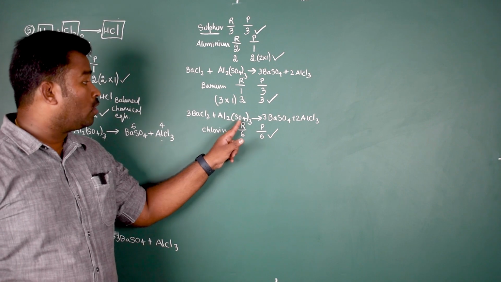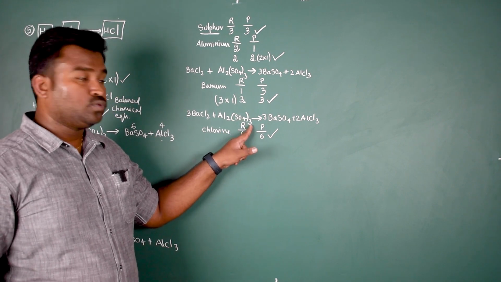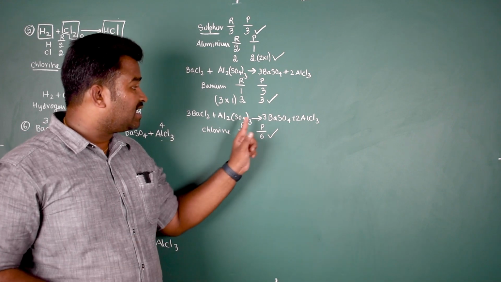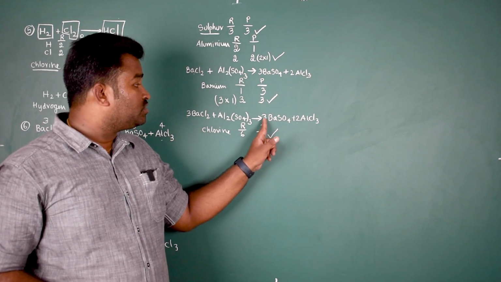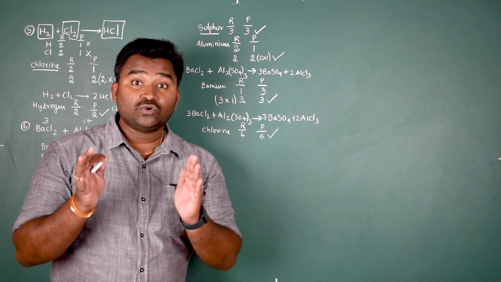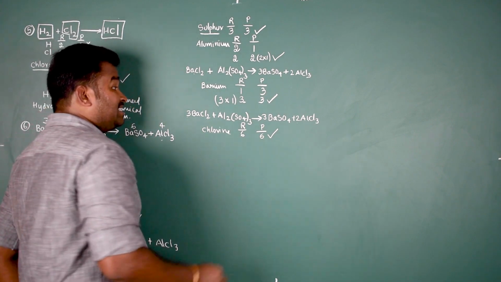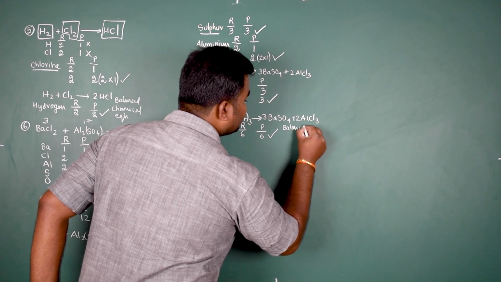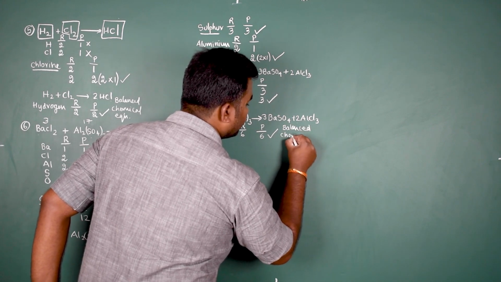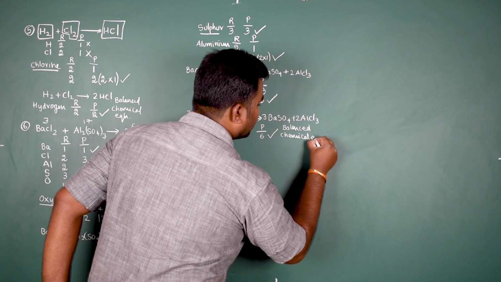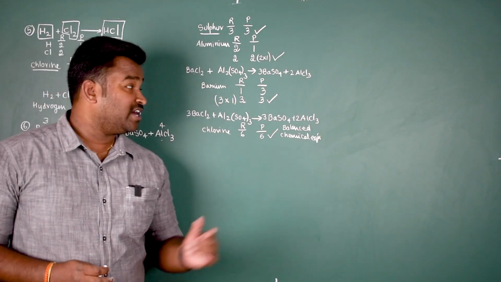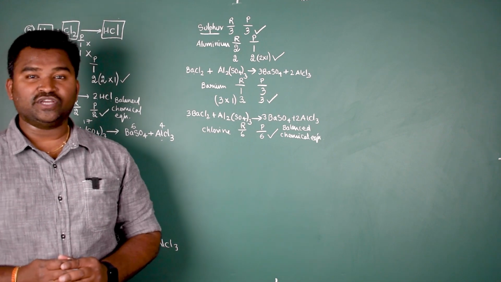And the final one is oxygen. 4 into 3, 12. 12 into stoichiometric coefficient 1 is 12. So 12 oxygens are there. Here also 4 into 3, 12 oxygens are there. So this is a complete balanced chemical equation. You understand this? Did you understand the procedure of how we balance this equation?